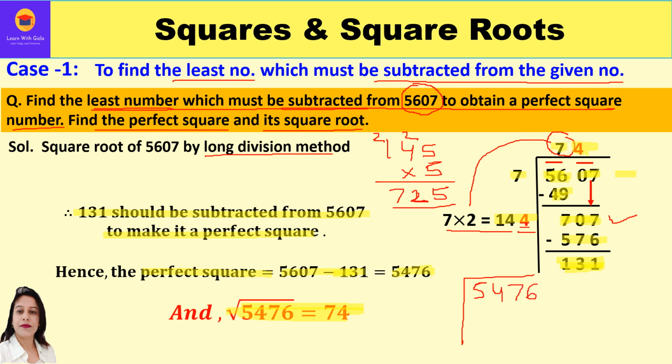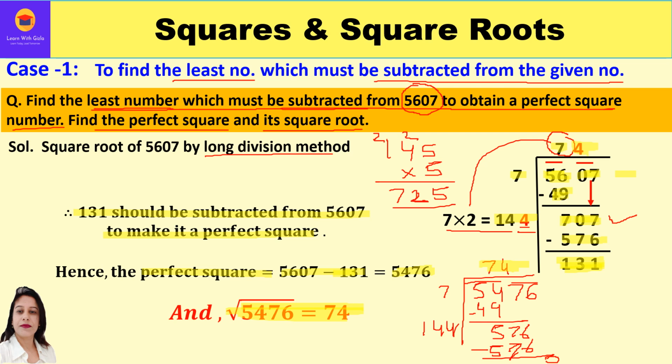5476. Let us check. So first of all, form the pairs, and then 7 is the closest number which we can use over here. Further 14, and suppose I take 4 over here, so I'll get exactly 576, and if I subtract it, the remainder is coming 0. So over here you have observed that exactly 74 is the square root of 5476.